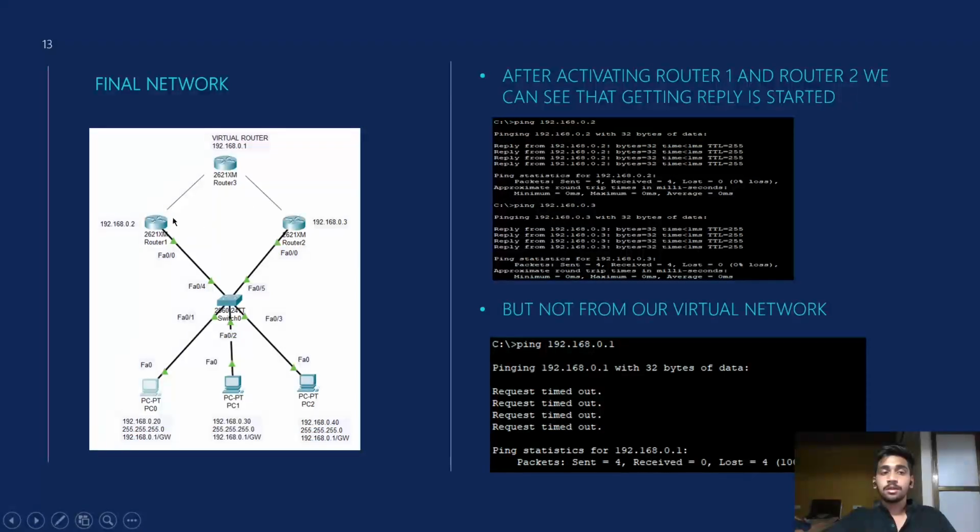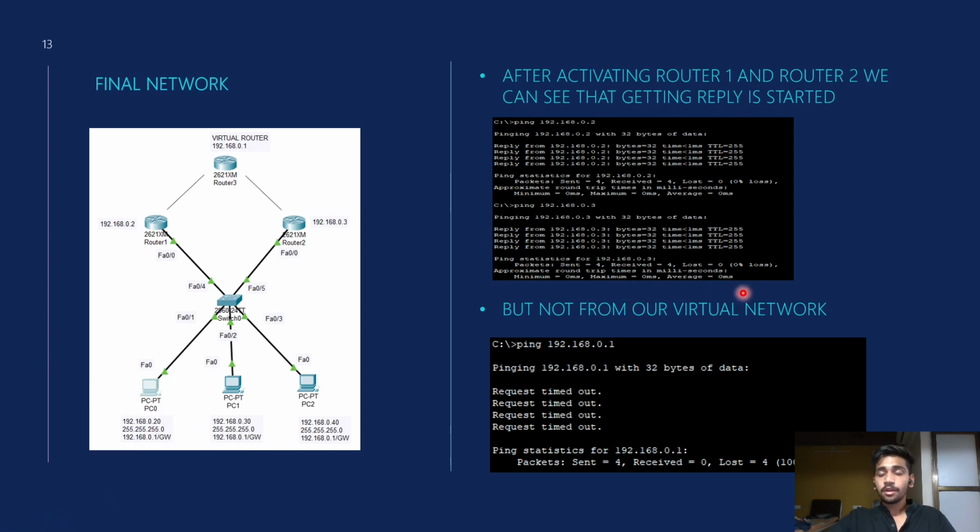As you can see, ping from PC0, ping 192.168.0.2. That means the reply is expected to come from router 1 because of its IP address, 192.168.0.2. So you can see that the reply from router 1 has started, and we have successfully obtained the reply. Now we expect that router 2 will also send the reply, similarly as we did with router 1, and after writing the command we can see that all of the replies are successfully obtained, as you can see here.